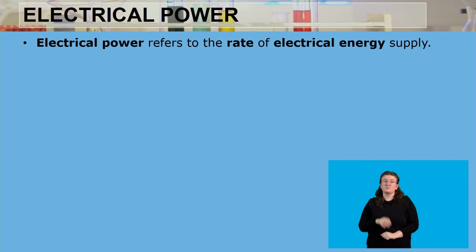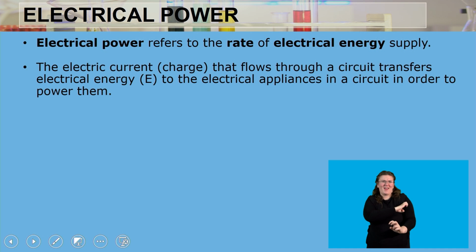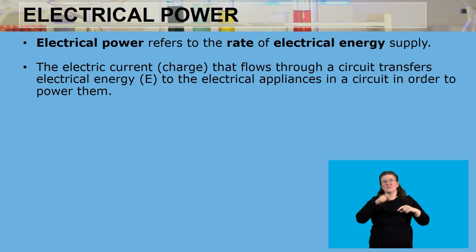Welcome back, learners. So now to jump to our first concept, electrical power, we need to understand what is meant by electrical power. Electrical power refers to the rate of electrical energy that is supplied. Remember, rate means dividing by time, or measuring it over time. So electrical power refers to the rate of electrical energy supply.